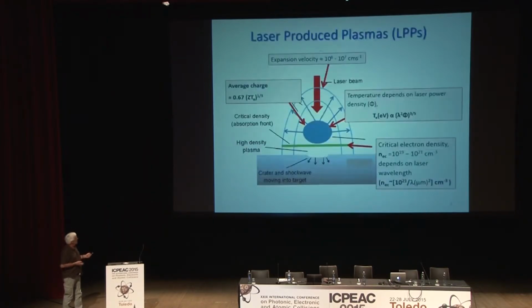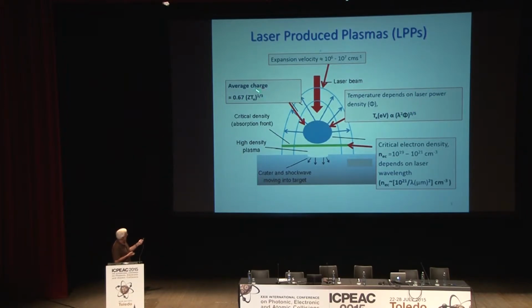So, to start with, this is the laser-produced plasma. The laser comes in from the top onto a solid target. One produces a plasma by multiphoton ionization, and rapidly you build up to a density which is determined by the laser wavelength, and the bulk of the laser radiation is absorbed in the critical density layer here, which is determined by the laser radiation wavelength. The temperature you get to is determined by the power density, as well as the wavelength.